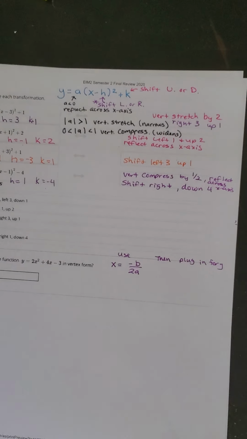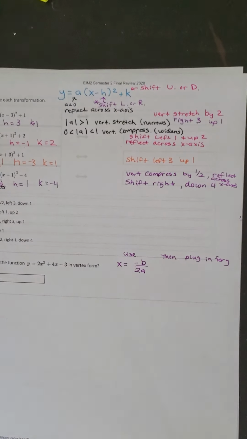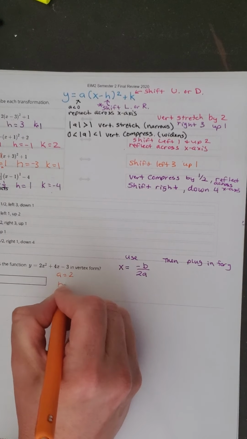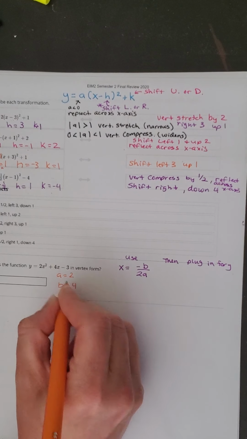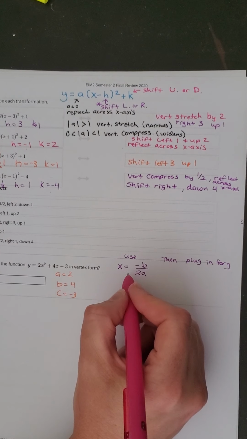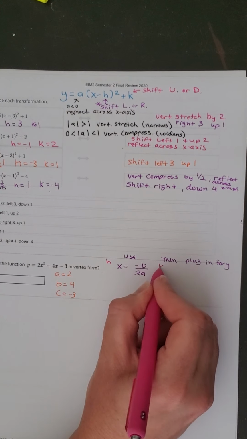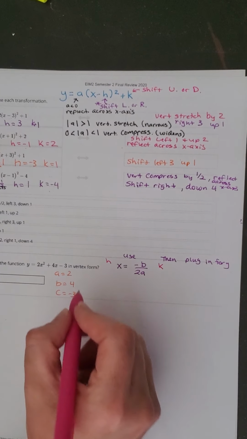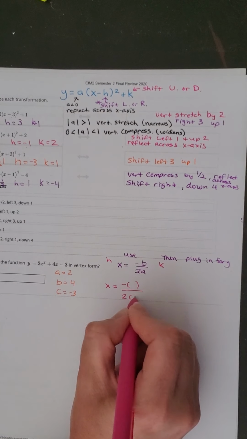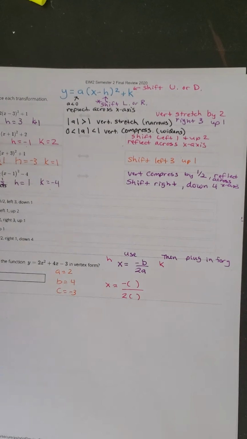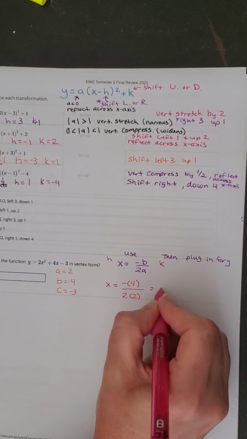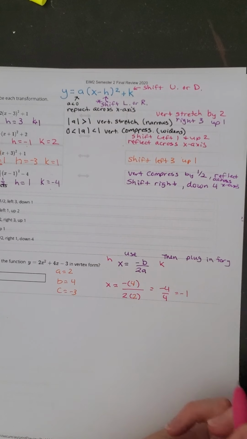Okay, so we're going to find the vertex by using that formula, negative b over 2a. So the first thing I need to do is identify a, b, and c. I know we don't need c, but we're going to identify it anyway. And this will give us our h. Okay, this is our vertex. So I'm going to substitute x equals negative b over 2a. And we said b was 4 and a was 2. And so that gives me negative 4 over 4, which is negative 1.